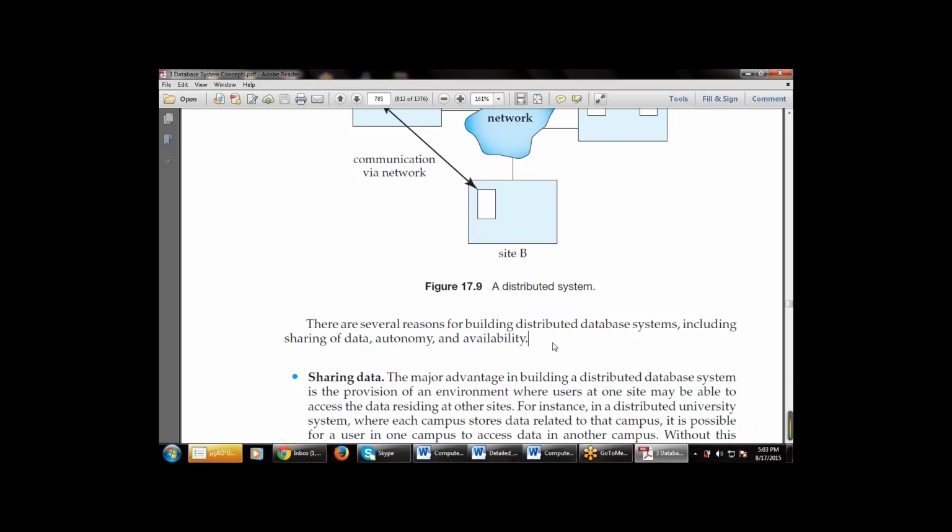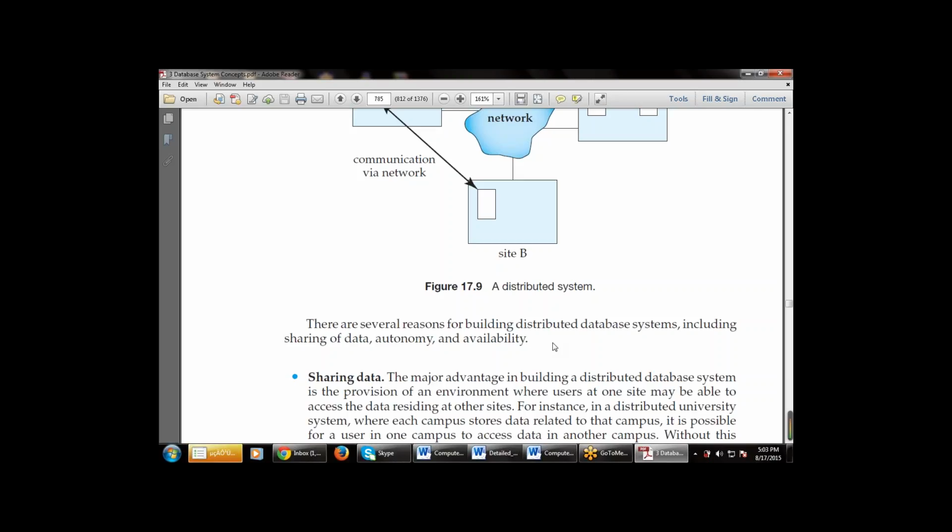So first is sharing of data. That is, the distributed data system must be structured or architected in such a way that there will be sharing of data among the various systems, among the various database users. That is, every user is getting the data that is shared by the multiple database systems available in the distributed system.